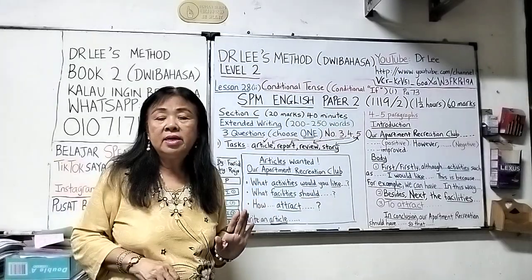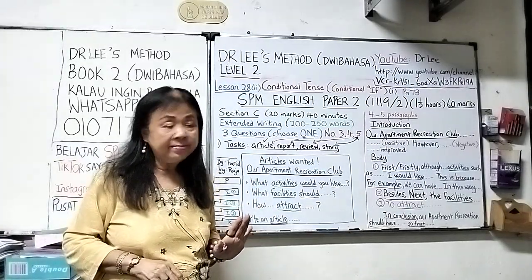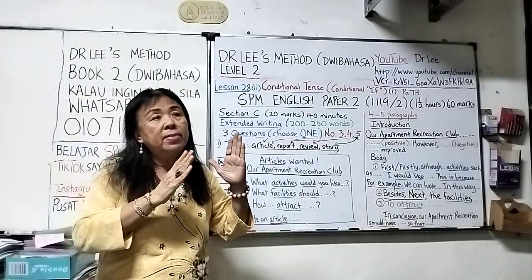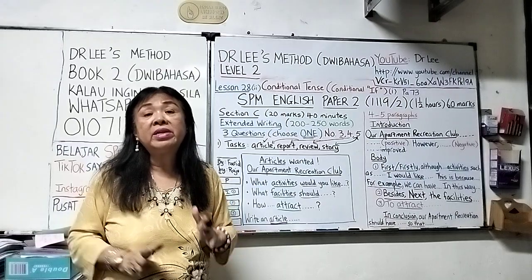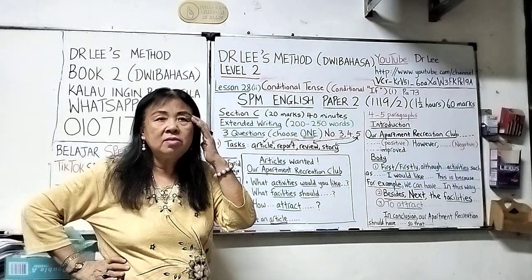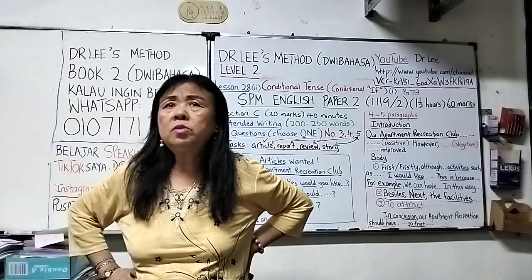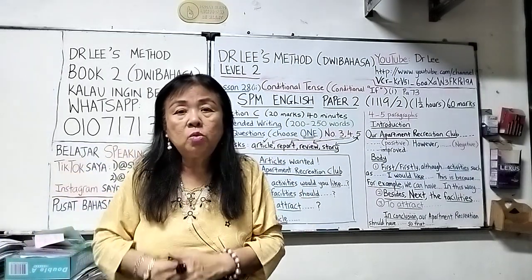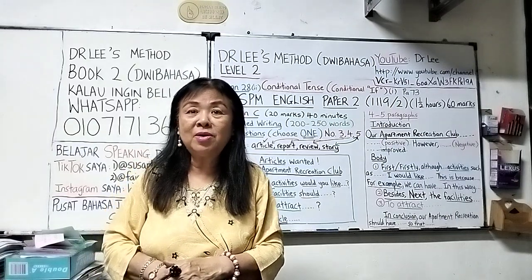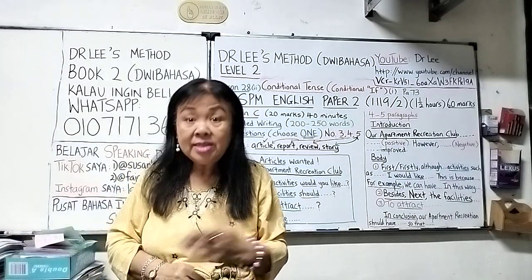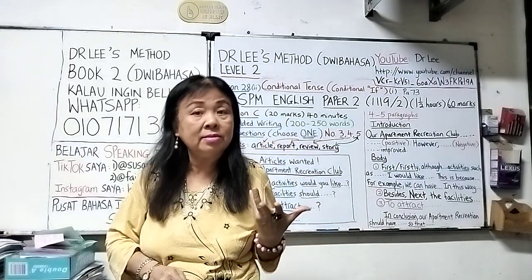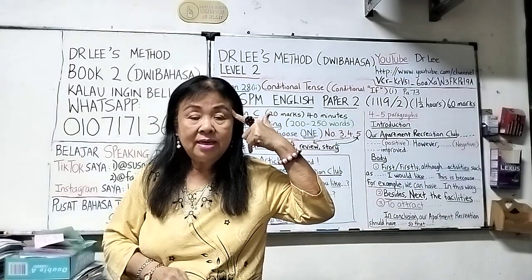It is called extended writing. In extended writing, you are to write from 200 to 250 words in total. Okay? Now you may ask, what if I cannot write 200 words? What if it is less than 200 words? Of course, your content is not enough. Surely you can't expect to have high marks. Less than 200 words means you don't have enough content, not enough ideas.